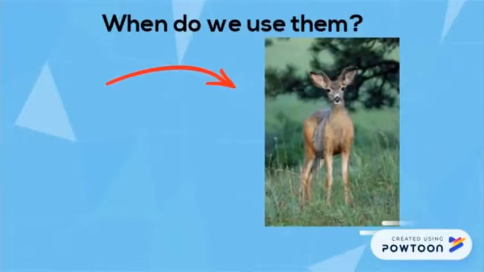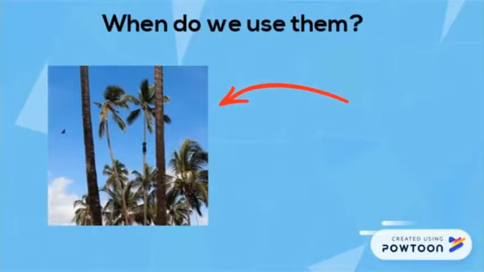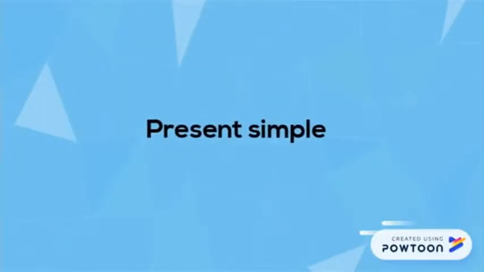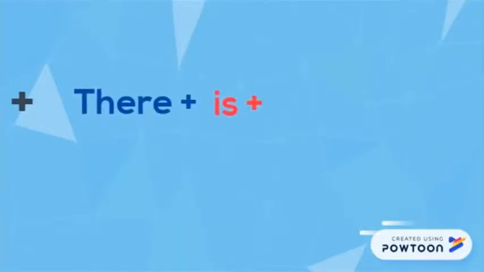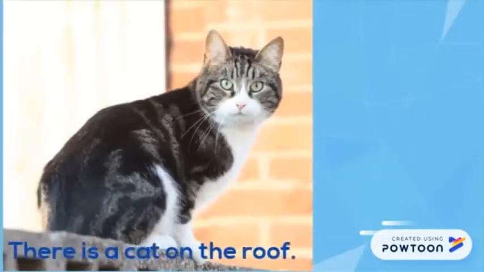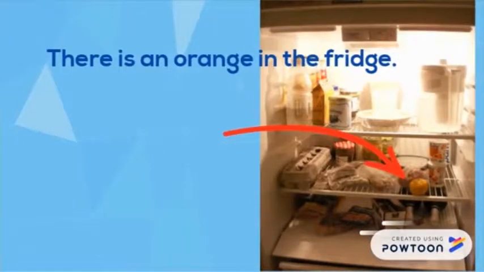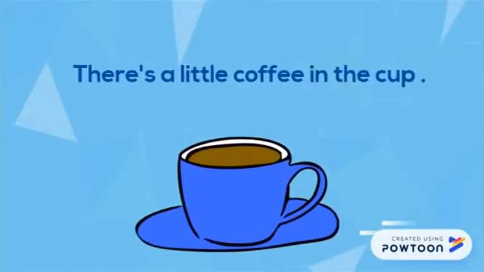For saying that someone or something is in a particular place, or for saying that someone or something exists or that something happens. For positive sentences, we form them with the pronoun there plus the form is of the verb to be plus a singular or uncountable noun as the subject. For example, cat or orange and the uncountable noun coffee.